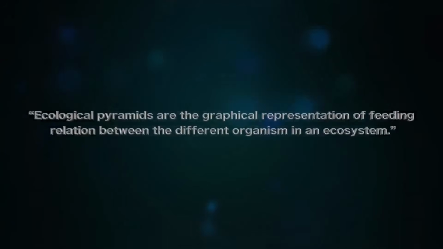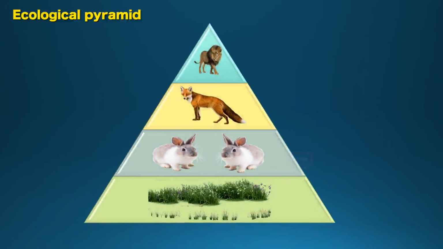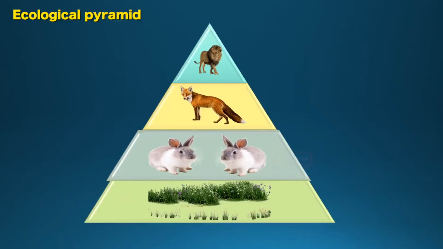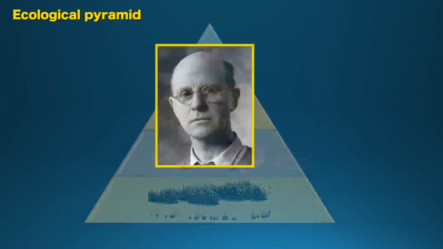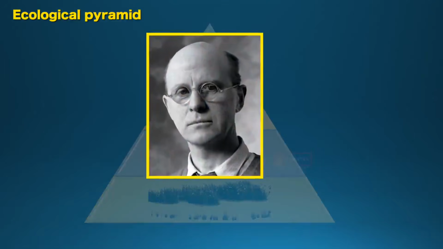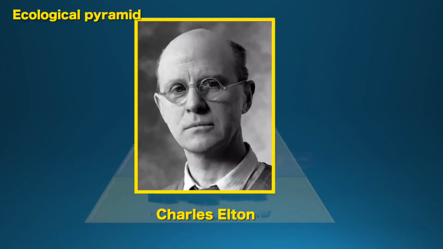Ecological pyramids. Ecological pyramids are the graphical representation of feeding relation between different organisms in an ecosystem. Each part of the ecological pyramid represents the trophic level, or the order in which organisms eat or are eaten. The term ecological pyramid was first introduced by a British ecologist, Charles Elton, in 1927.